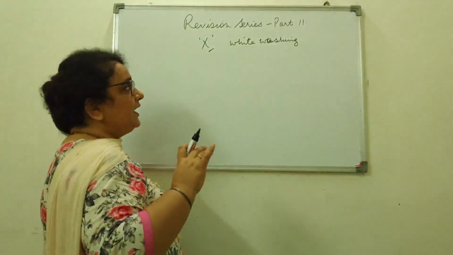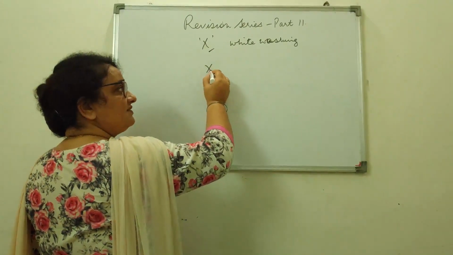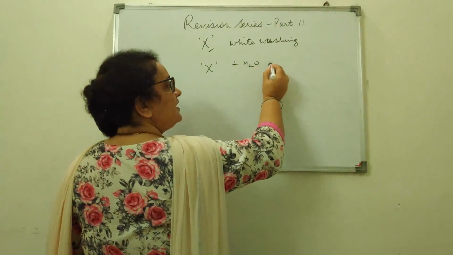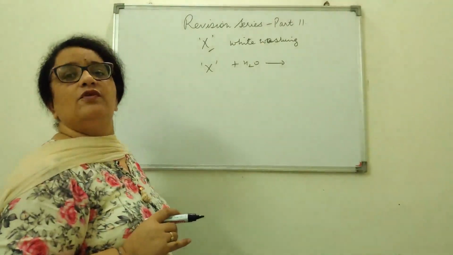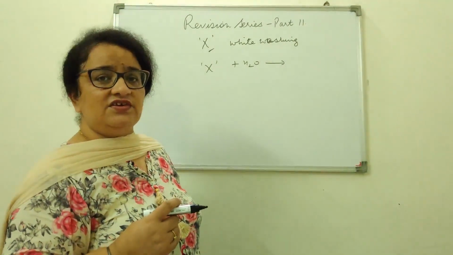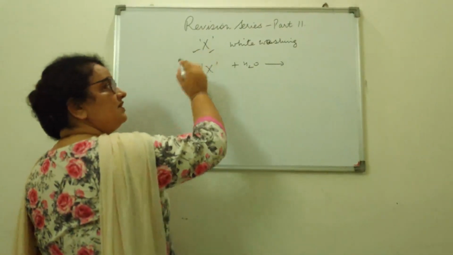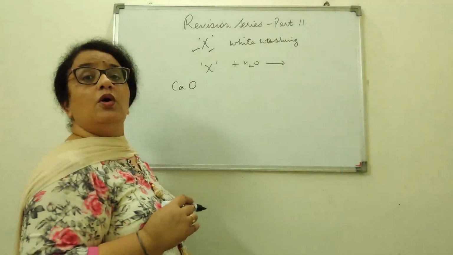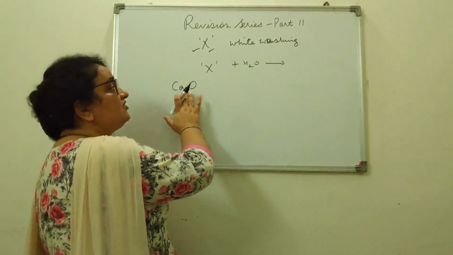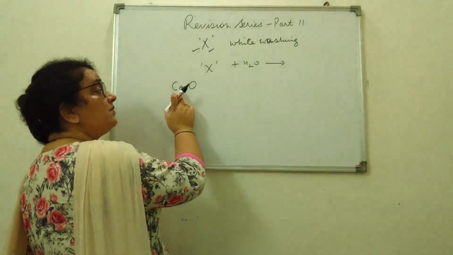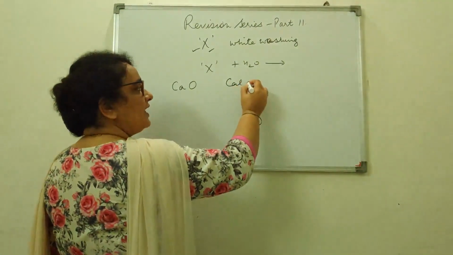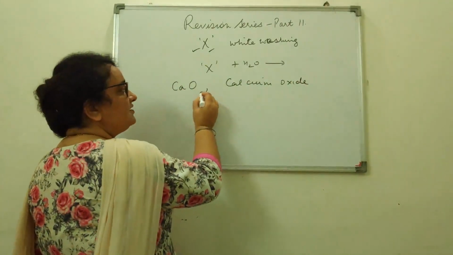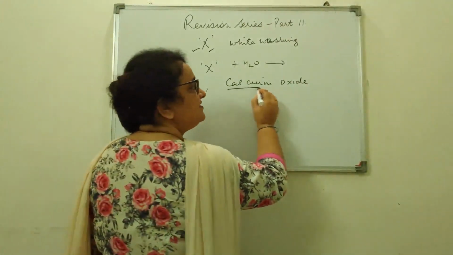and give its chemical formula. And next, if this X in this question reacts with water, then write a chemical equation for it. So I have to write a very to-the-point answer. The first answer is calcium oxide. Calcium oxide. And you have to write the name calcium oxide, right? This is its chemical formula and this is its name.